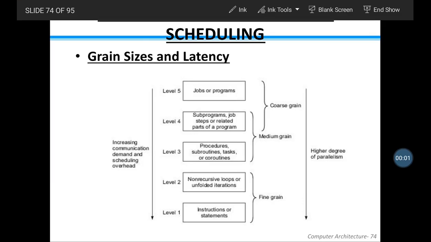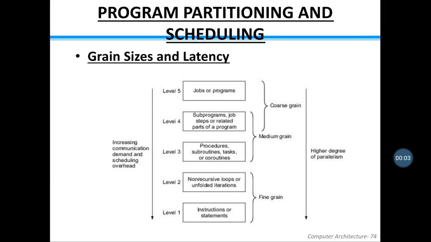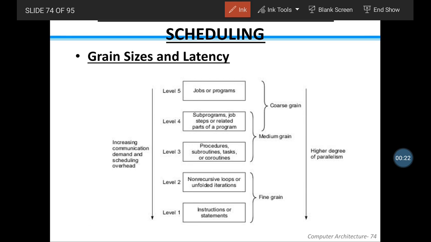Hello everyone. So today we are going to discuss program partitioning and scheduling. Here we are going to discuss the levels of parallelism involved in programming. First we will discuss grain sizes.